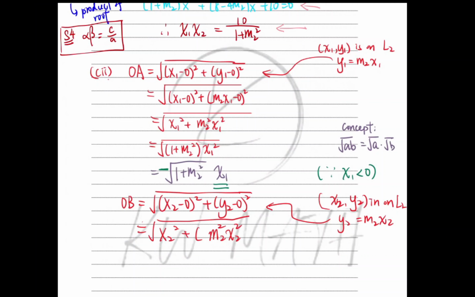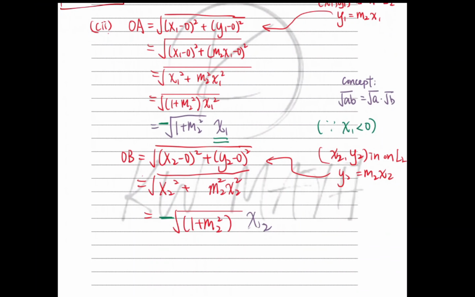Again, you have to factorize out the x2. So here. Again, after you factorize out the x2, by using the concept square root of a times b equals square root of a times square root of b, you need to add an extra minus sign again because OB is a positive value.